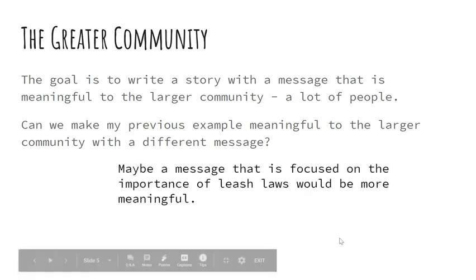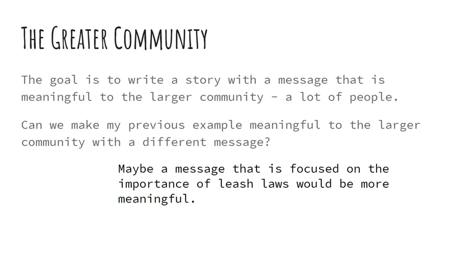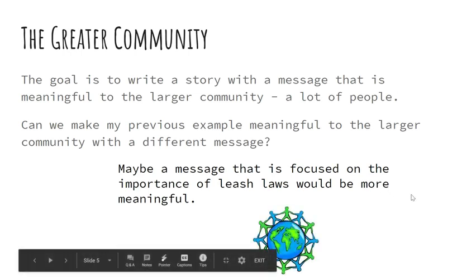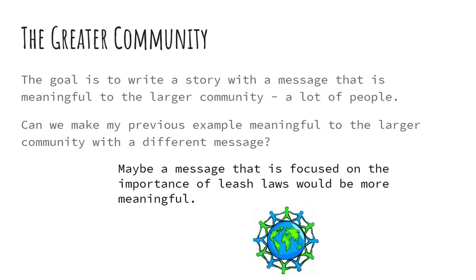In this case, maybe this story could really be more focused on the importance of leash laws and how the goal of these kinds of laws is to not only protect the animals themselves, but to protect the community from harm, because the dog could have harmed another person, another animal, or even property, as well as gotten harmed himself. Now, this kind of a focus would be meaningful to the larger community. So this would be a better message to integrate into the story for a news article.